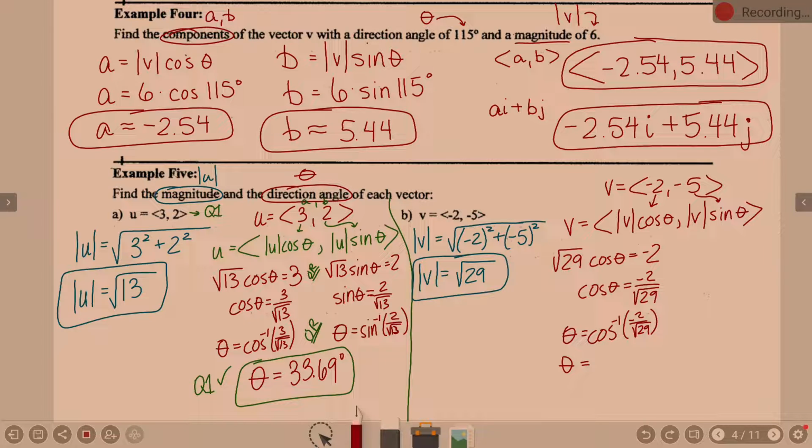If you went the cosine route, you got 111.80 degrees. Anyone go the sine route? I did, but I didn't know my answer.